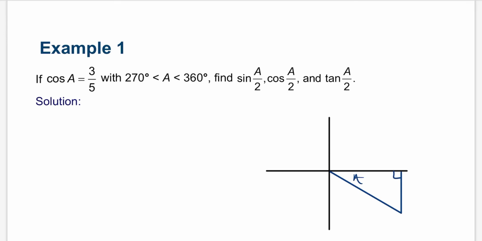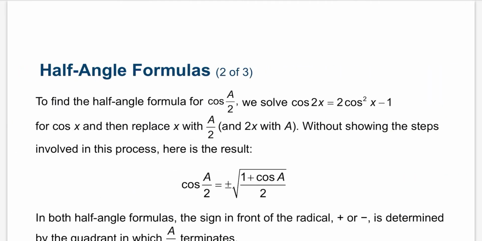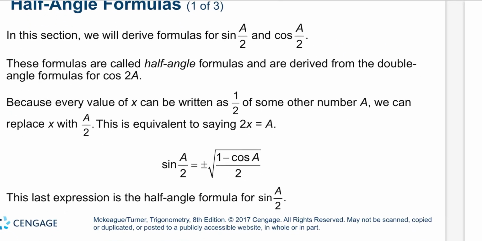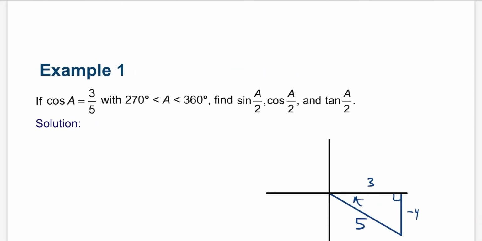All right, so let's see here. Cosine is adjacent over hypotenuse, so adjacent is 3, hypotenuse is 5. This is a 3, 4, 5 triangle, but this has to be negative because we're in the 4th quadrant. All right, and now let's write the formula out. For sine of A, we're only going to do one of these. Let's just do the first one, sine of A over 2. So sine of A over 2 would be plus or minus the square root of 1 minus cosine A over 2.